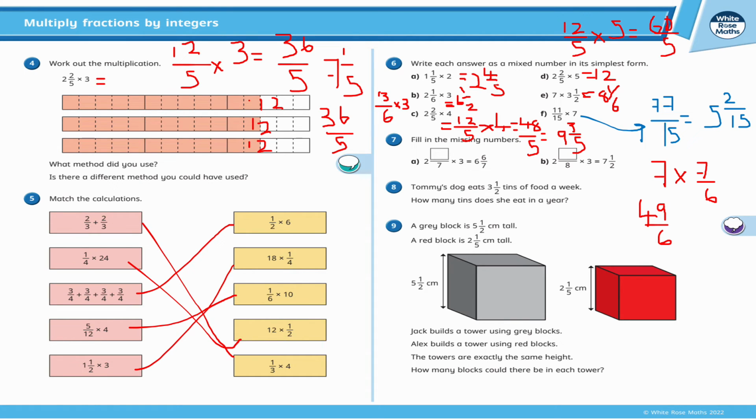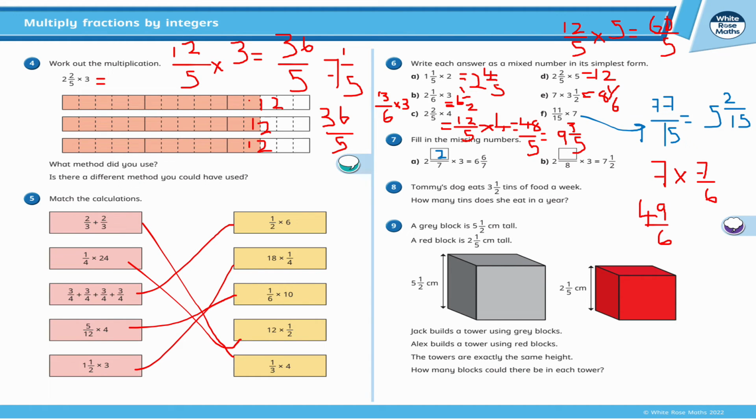Question number 7, fill in the missing numbers. So 2 and something sevenths times 3 is 6 and 6/7. Well, 2 times 3 gives me 6. If I multiply 2/7 by 3, I'm going to get 6/7. So I can do it by separation here. I can do the whole number 2 times 3, which is 6, and then I can do 2/7 times 3, which gives me 6/7, and add my answers together.